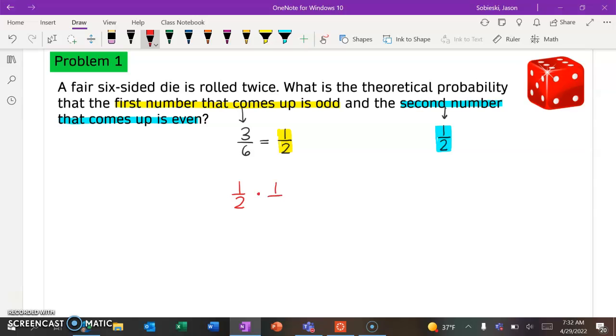times 1/2, right? We practiced multiplying fractions again recently. That's going to give us a probability of 1/4. Right? So the chance that we first roll an odd and then we roll an even the second time, that's going to be 1/4. So to wrap it up, all we do, we take the two separate probabilities and you multiply them to get our final answer.